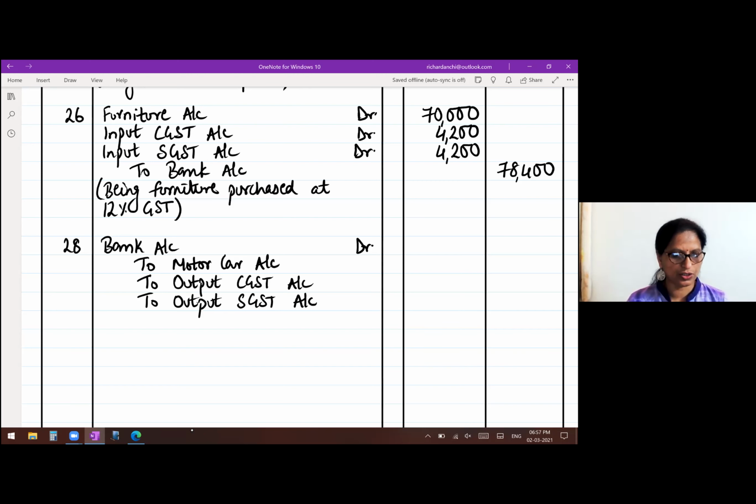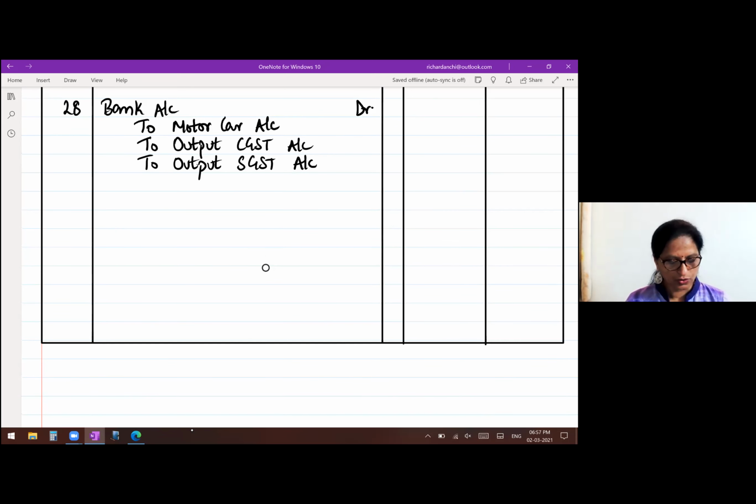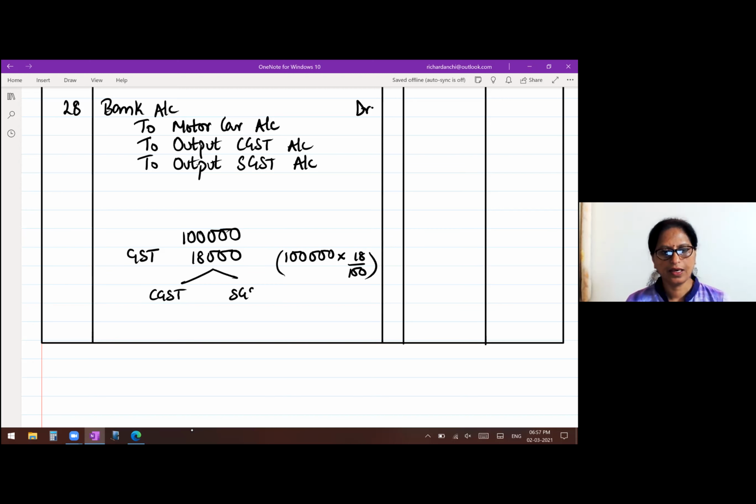Now we will do the calculation how much we are going to receive. So here 1 lakh is the cost of the motor car which you are selling and the GST is 18%. So 18% of 1 lakh is 18,000. So this 18,000 you will split into CGST, SGST. So that is 9,000 each. So see how you write. Write the motor car. First write to motor car account 1 lakh in the credit column, to output CGST 9,000, output SGST 9,000.